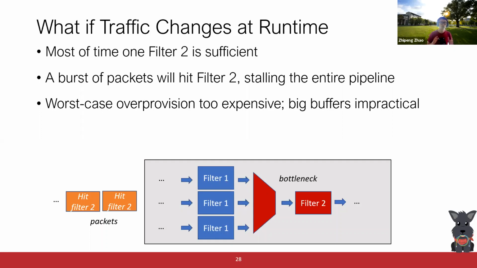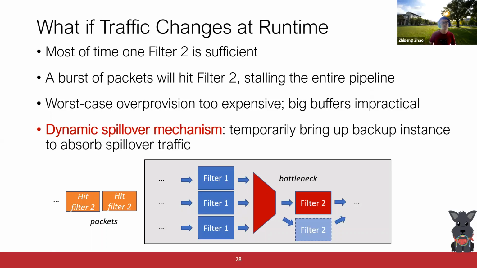As I said earlier, a worst case overprovision could be too expensive to be practical. And big buffers are also impractical in this case, because at 100 gigabit per second, any small slack in the traffic will easily overflow the megabytes of packet buffer in our system. And even if we have an infinitely big buffer and it is super fast, it is still not a good solution because of the latency concerns.